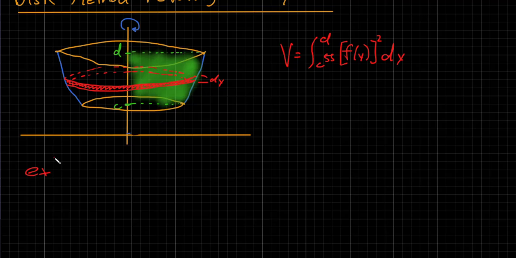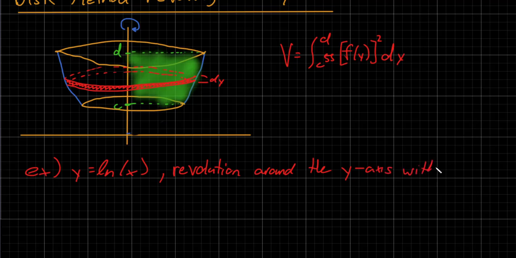Let's do an example. Let's take y equals ln of x. And we'll revolve it around the y-axis and have a bound at y equals 2. You don't need to look at what this graph looks like. You know what this graph looks like.